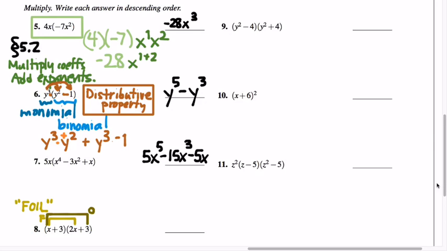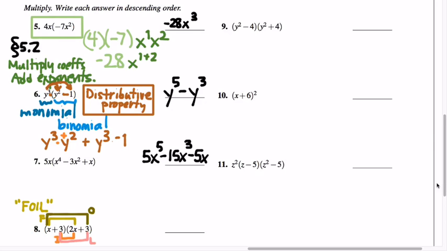The outers are going to be x times 3 in this example. That's the first term of the first factor times the second term of the second factor. And then the inners, what are the inners here? The second term of the first factor and the first term of the second factor gives me the inners. And finally, the lasts: second term of the first factor times the second term of the second factor.